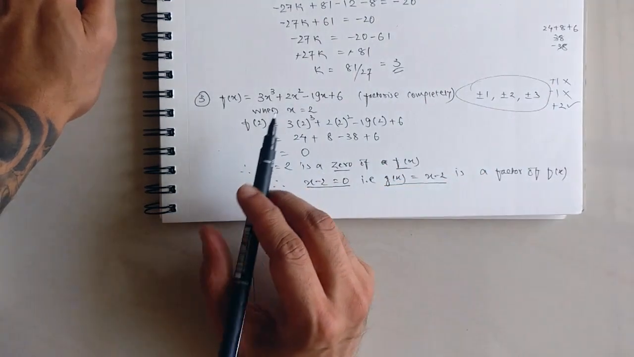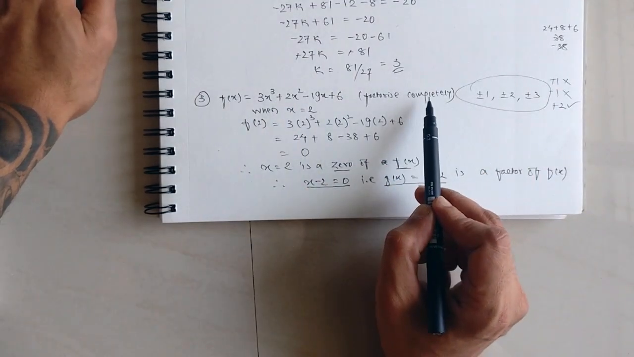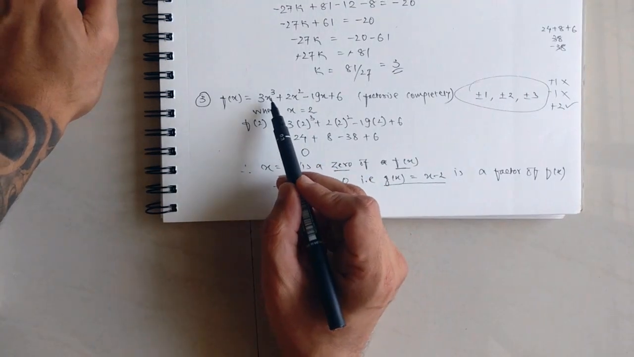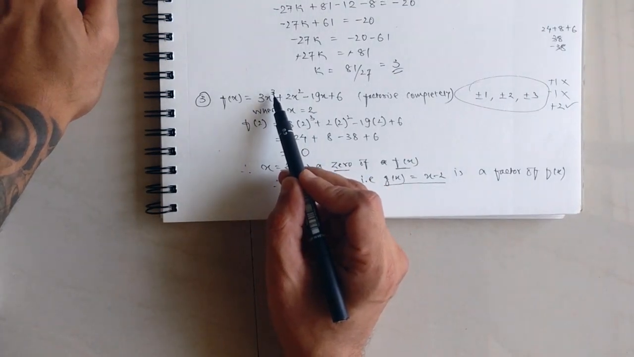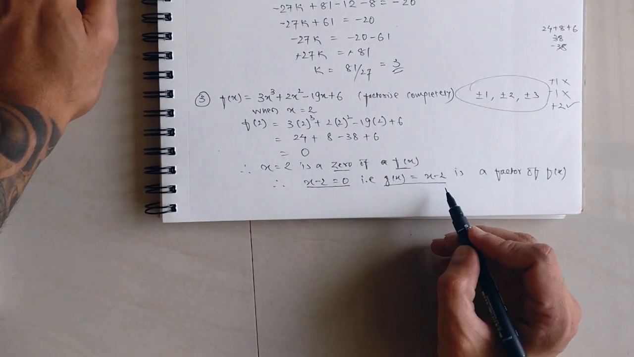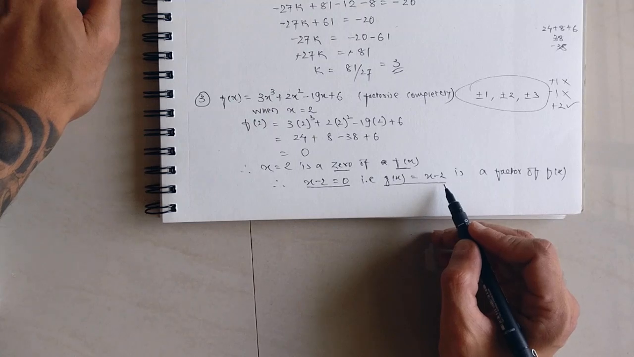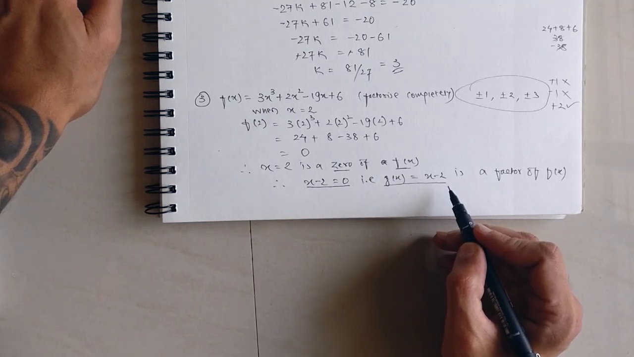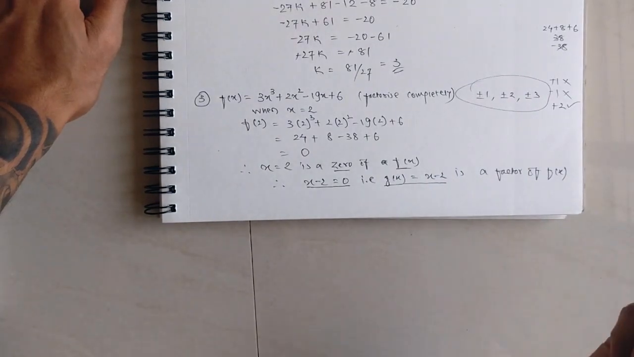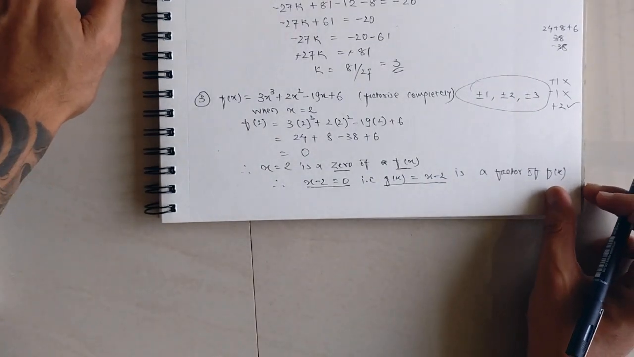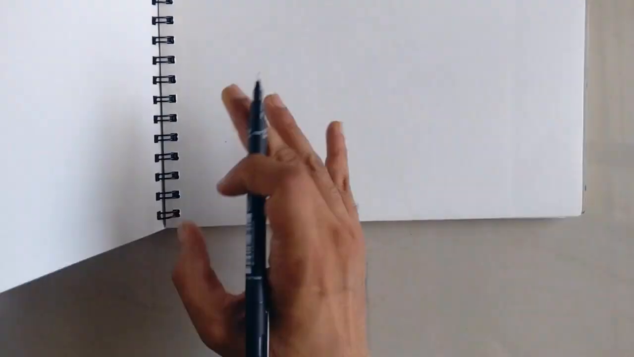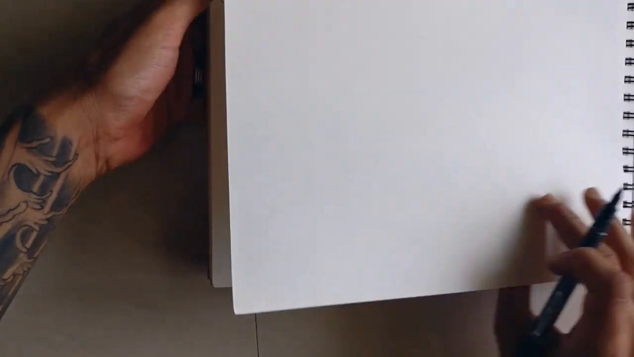So see, the question was factorize this completely, and this was a cubic polynomial. I told you in the beginning, a cubic polynomial has highest degree of 3, so it has got 3 factors. I've already got one factor over here, x minus 2. Now how many factors do I need to find? Only 2 more factors are needed. So let's go ahead and find 2 more factors.